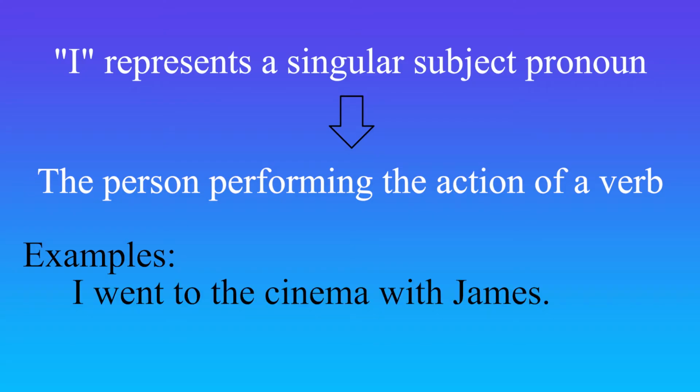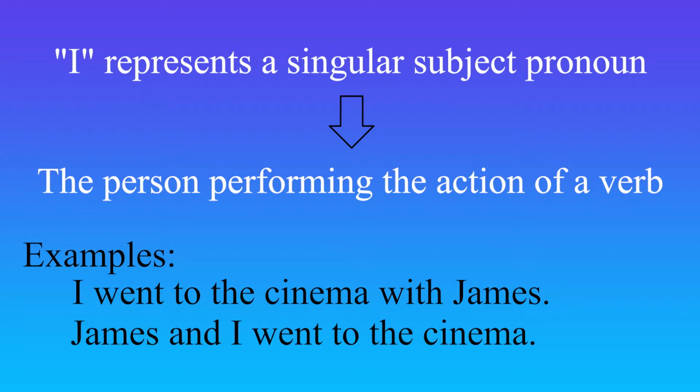For example, I went to the cinema with James. Another example with the same meaning is James and I went to the cinema. Why do we put I instead of me? In this sentence, there are two subjects, James and I. That is why the correct pronoun is I.